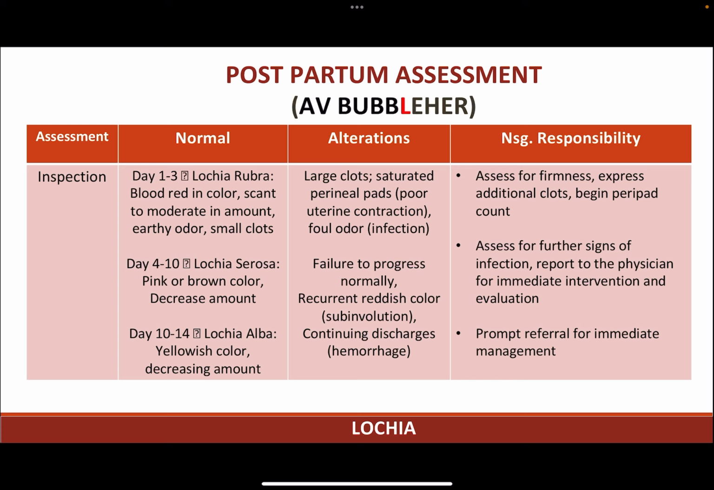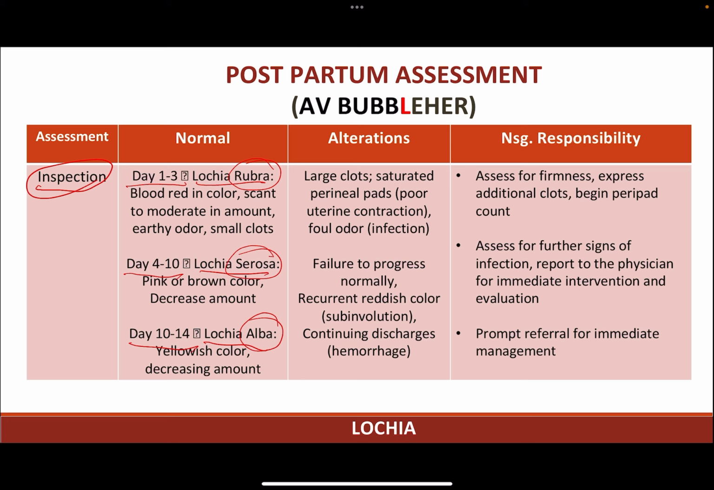Under your postpartum assessment, which is your lochia, you may inspect. So what are the three types of lochia? You have your rubra, your serosa, and your alba. When you say rubra, it's day 1 to 3. Your serosa is day 4 to 10, and your alba is day 10 to 14.